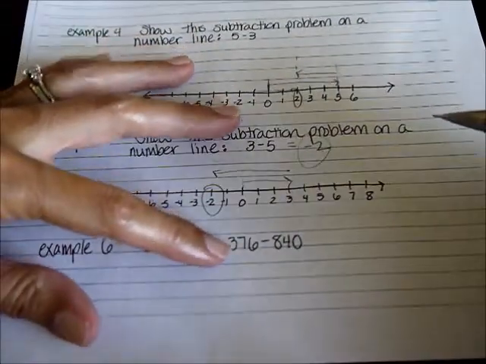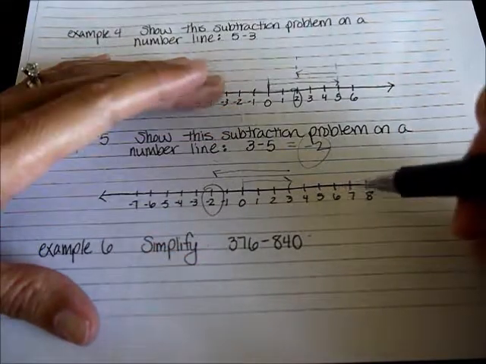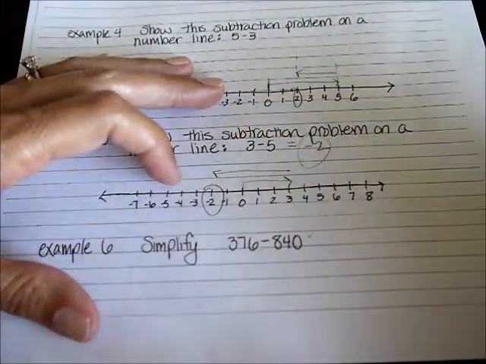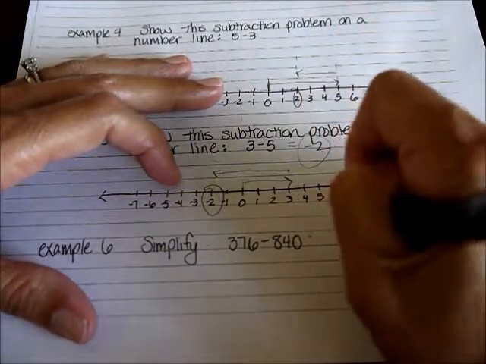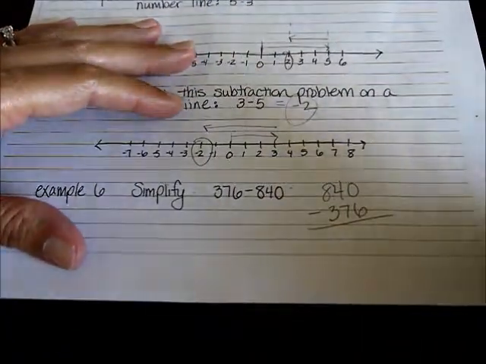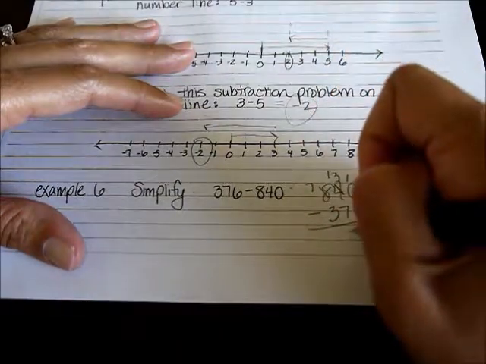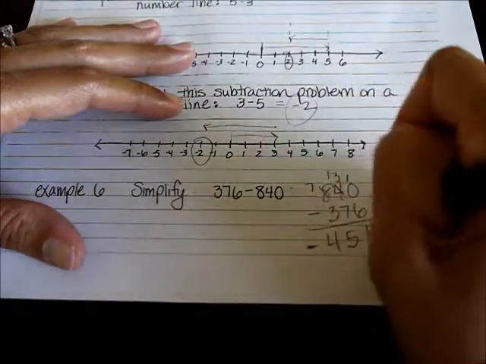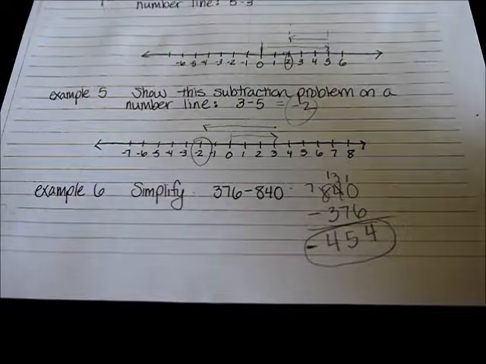So now let's take a smaller number and subtract a bigger number. So think about it on a number line. 376 would be out here, but if we subtract 840, we're going to be in the negative zone, right? How far into the negative zone are we going to be? Well, we get that answer by actually subtracting 840 minus 376, and we get 454, but we're going to be in the negative land. Okay, so that might be tricky.